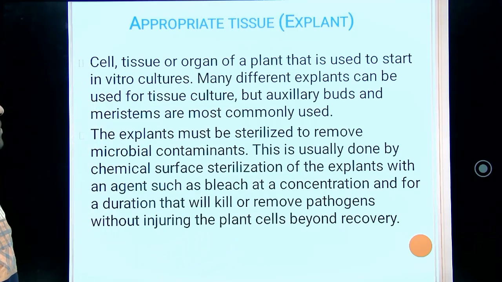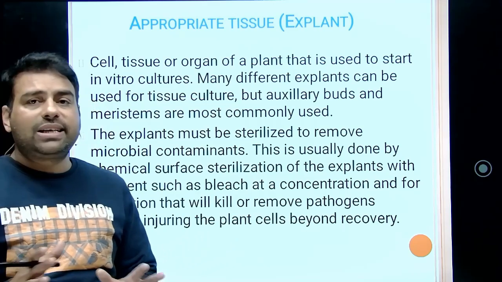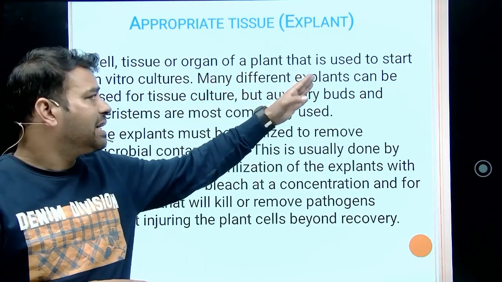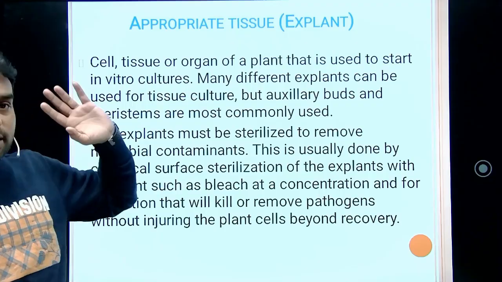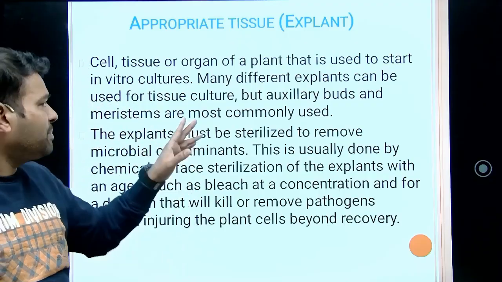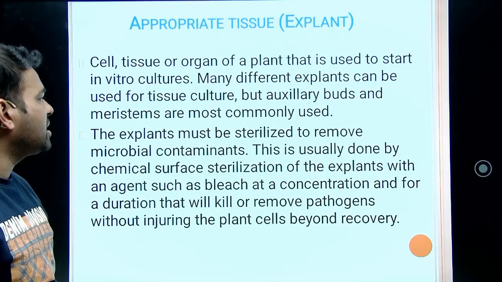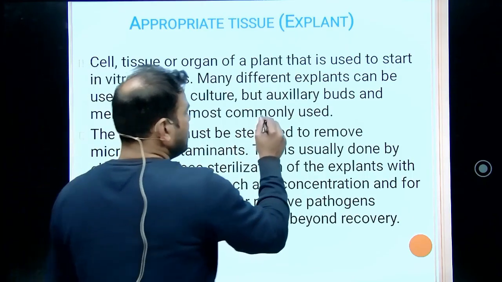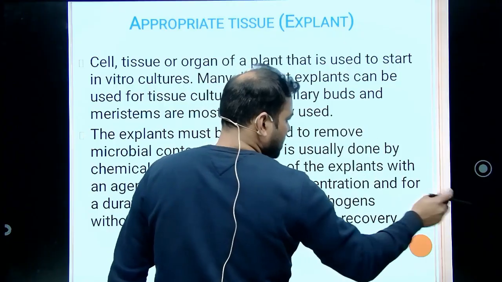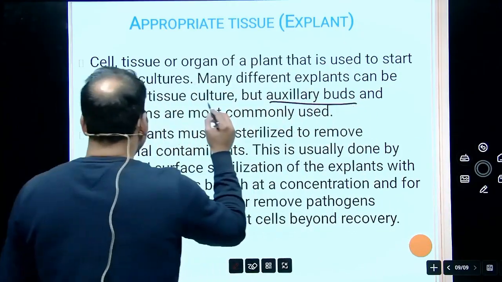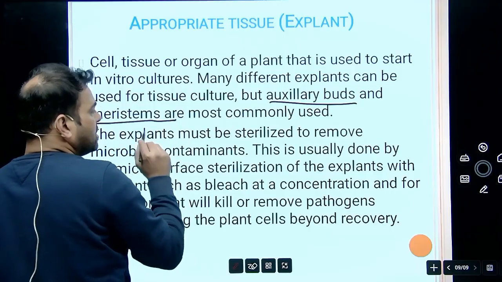So the first basic need is appropriate tissue, that is called explant. It is cell, tissue, or organ of a plant that is used to start in vitro culture. So we are starting our culture by using this plant part. Many different explants can be used for tissue culture, but axillary bud is important. This axillary bud is required, then meristematic tissues are required.